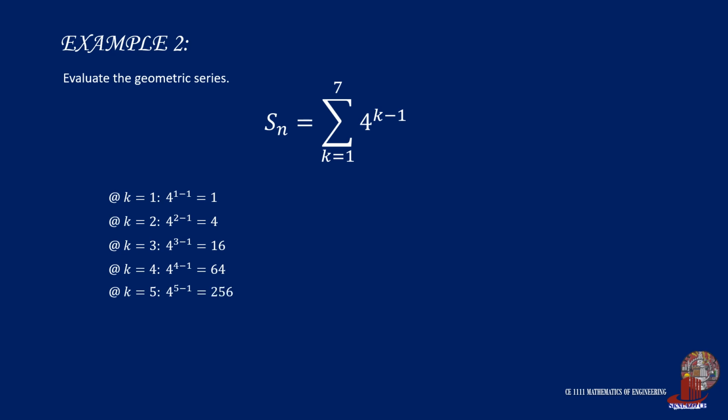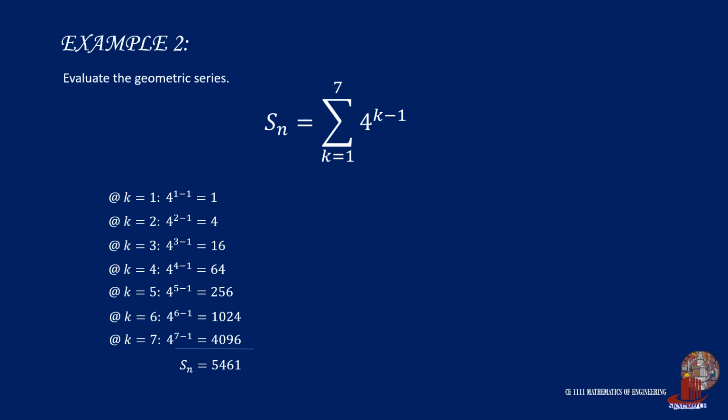256 for k equal to 5, 1024 if k is equal to 6, and 4096 when k becomes 7. Adding all these terms, S sub n turns out to be 5461.